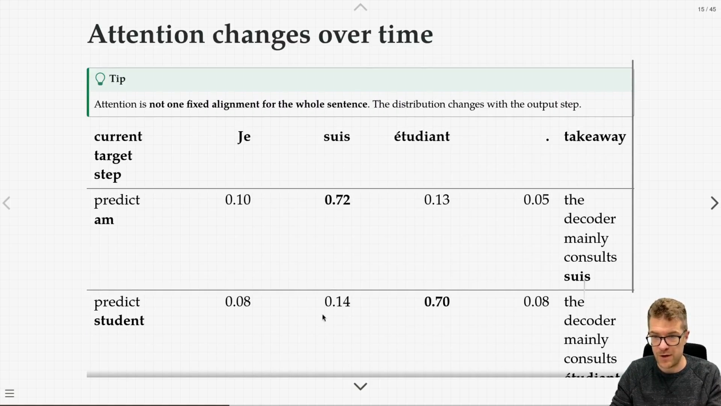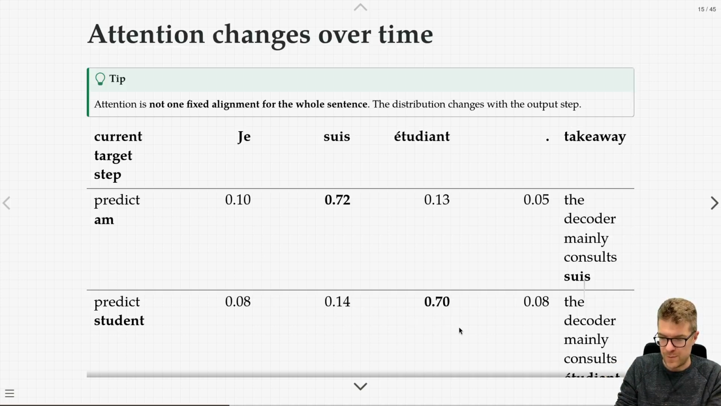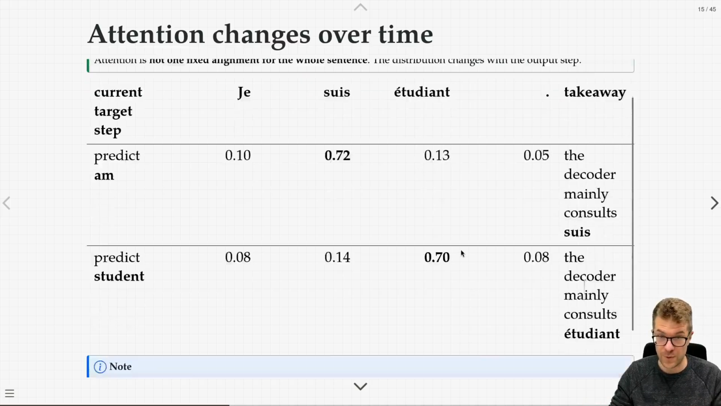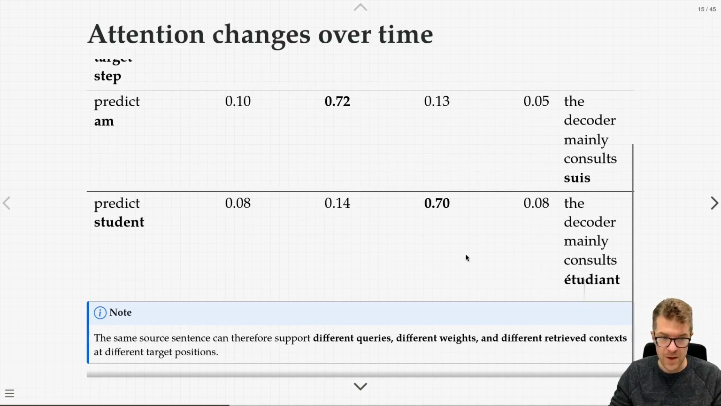These are all the outputs of the softmax, like we saw a moment ago. This row is the exact same example from before. 70% of my softmax function is paying attention to the word étudiant. So when I'm producing the word student, I'm mostly using information that is encapsulated within the representation for the word étudiant. So the same source sentence, the input's not changing, can support different queries.